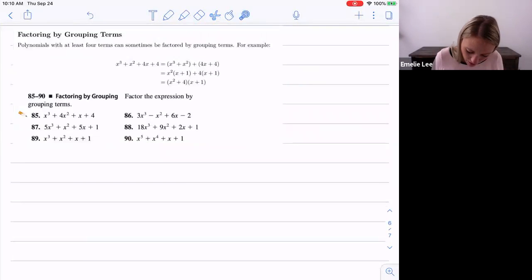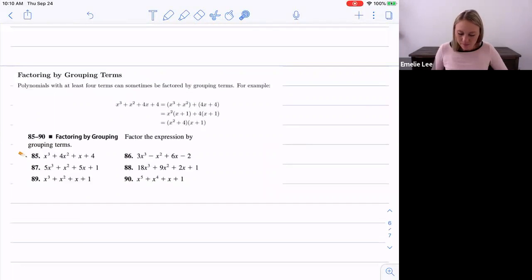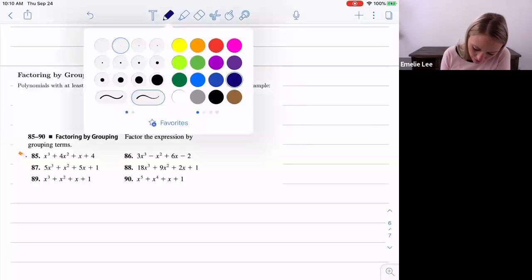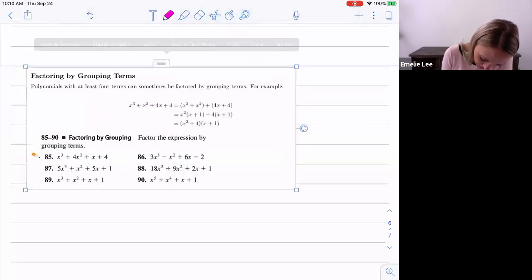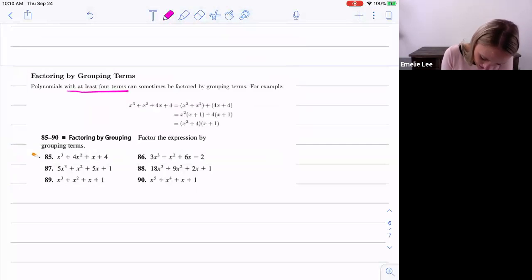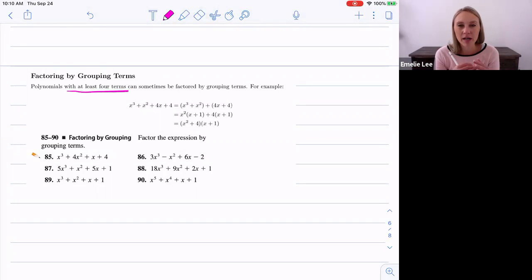Okay, so for example, if you have polynomials with at least 4 terms, that's kind of tricky. With at least 4 terms, that's a big polynomial. If you have to factor something big like that, one thing to try first is to group the terms to make them look like a smaller polynomial.